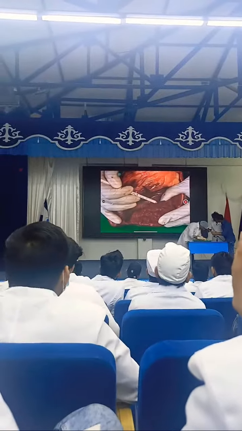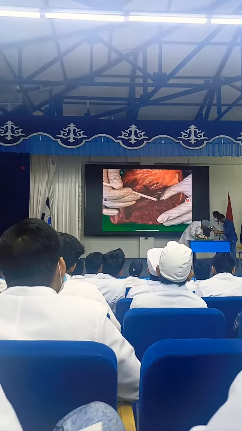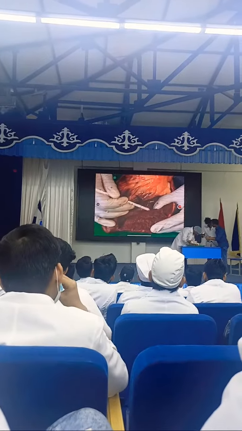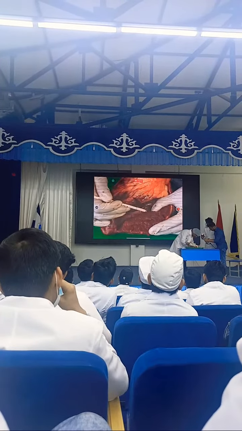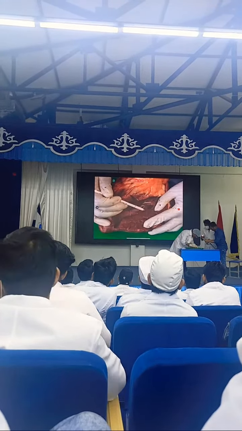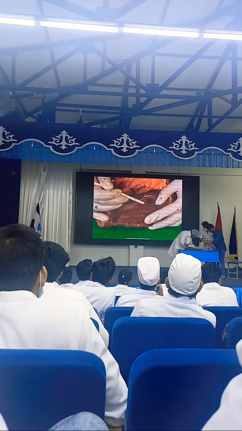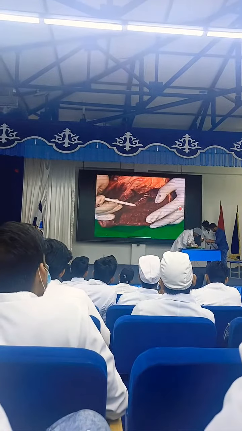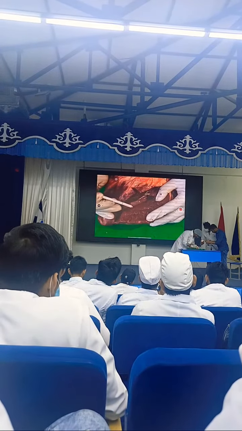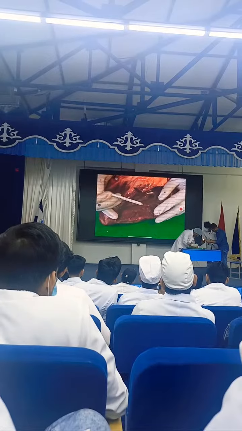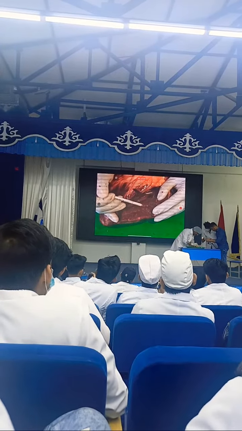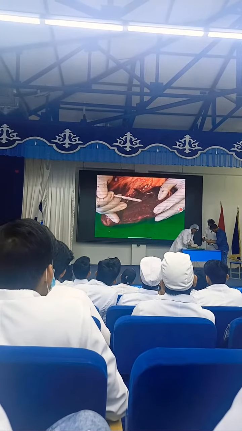Can you see the pointer which I am pointing to one particular layer here? Yes. This particular pointer which I am placing is over the endocardium. You see, this entire thing is your endocardium. And can you see this muscularity? Yes, that is your myocardium.